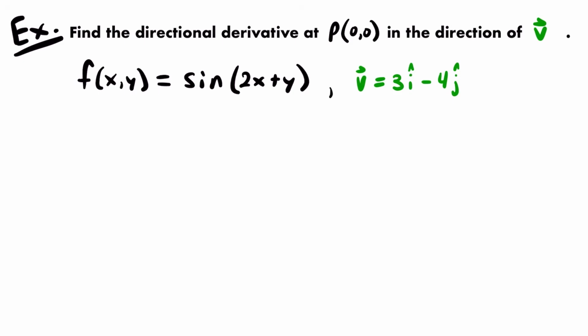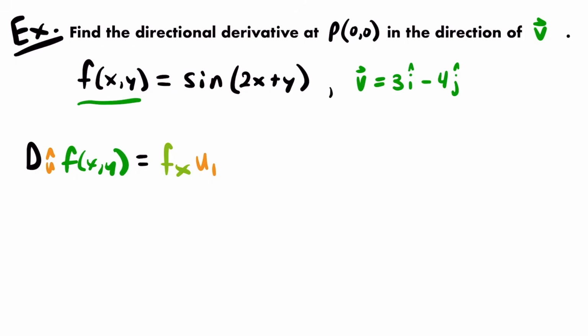The first thing I want to do here is just write down the formula that we're going to use to find this directional derivative. The derivative in the direction of the unit vector for this function, f of x y, will be equal to the partial derivative with respect to x of that function times the x component of the unit vector plus the partial derivative with respect to y times the y component of the unit vector. Let's start by finding f_x, the partial derivative with respect to x.